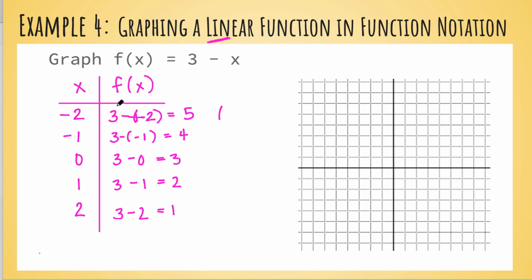So we're ready to plot our points. So this point is -2, 5. This ordered pair is -1, 4, etc. And so our x values and y values. So we're here at -2 and we're going up 5 units. We're at -1 and we're going up 4 units. We're at 0, 3, 1, 2, and 2, 1. So this is our linear function.